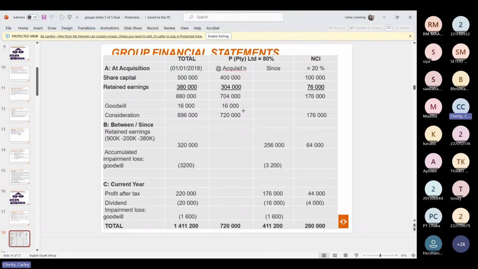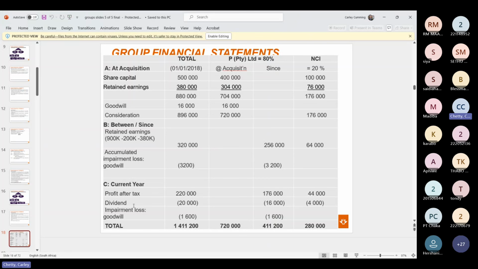Therefore, we know that there is goodwill as a result of this acquisition. So the goodwill is 16,000 Rand. Okay, so that is at acquisition. You guys should all be familiar with that. Now we have two other sections. We have B, which is after acquisition, before the current year, and then we have C, which is the current year. It's always easier to do C than B, so do A, and then we'll do C, and then C will help us do B.